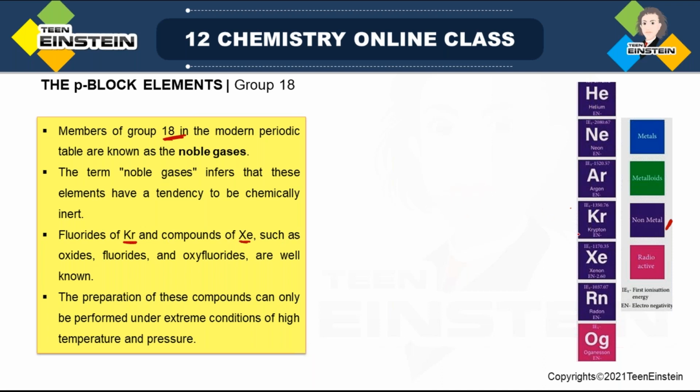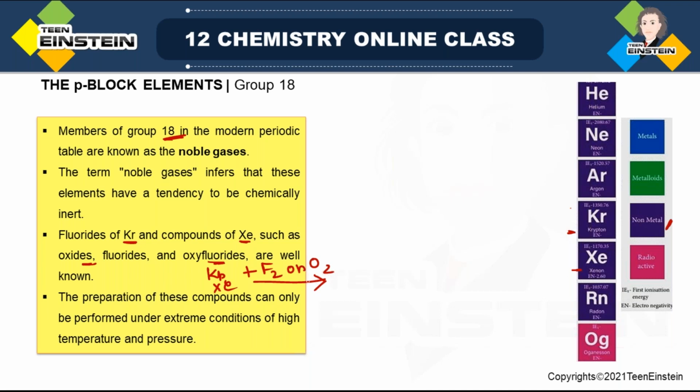Krypton and xenon, these two, fluorides of krypton and xenon, and also oxides and oxyfluorides. All these are actually known. That means it is the compound of krypton, xenon with either fluorine or oxygen, or when both fluorine and oxygen are present, it will be oxyfluoride.